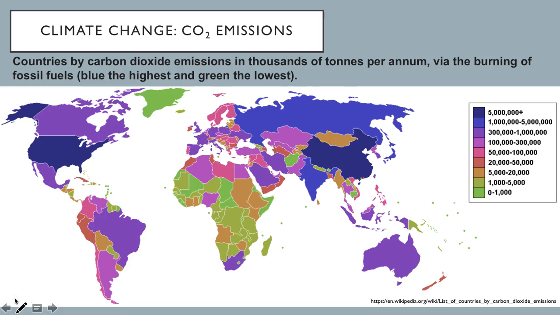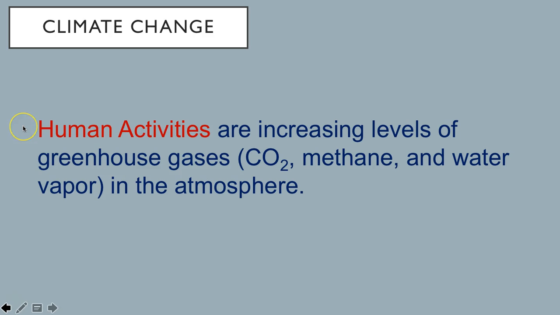In this image, you see countries by carbon dioxide emissions in thousands of tons per annum via the burning of fossil fuels. Blue the highest and green the lowest. If you study the image, you can see that the wealthier countries are those contributing the most carbon dioxide emissions into the atmosphere. Human activities are increasing levels of greenhouse gases, such as carbon dioxide, methane, and water vapor into the atmosphere.